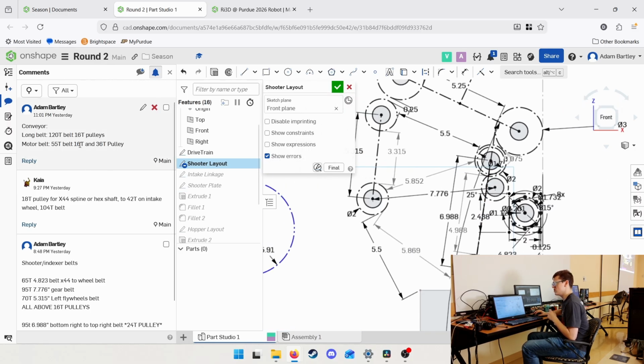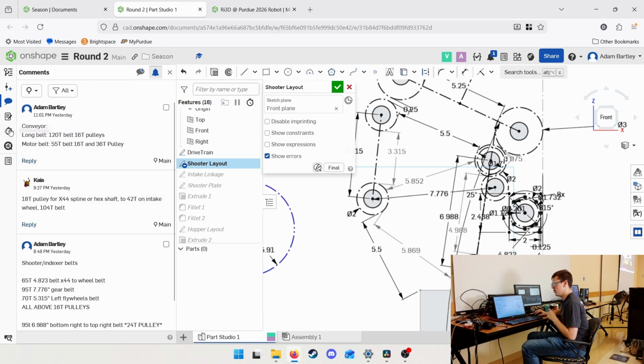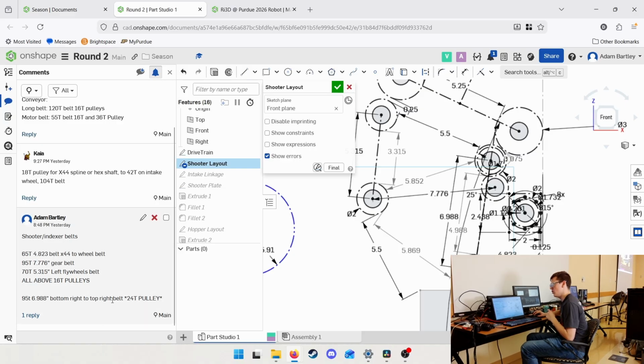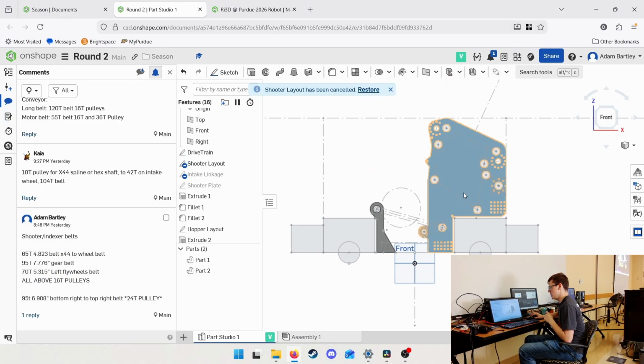But if you would like to know any of the specific belts or pulleys, I'm just going to leave all these up here for a second. So up here you have those for the conveyor. These are the ones that are going on the intake. And then last you have these that are going on the shooter and indexer, which is what we are calling this big plate.